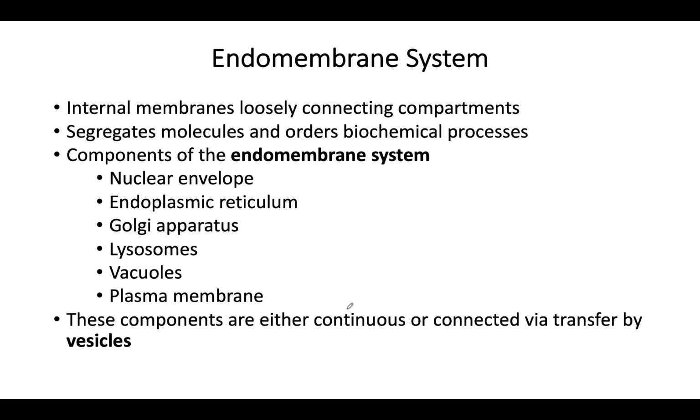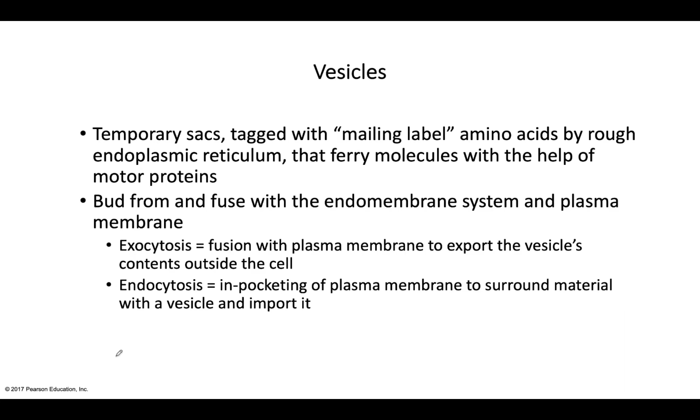These components are either continuous or connected via transfer by vesicles. Okay, let's look at the figure. A vesicle is a small, tiny sac, tagged with a mailing label of amino acids by the rough endoplasmic reticulum, that carries molecules with the help of motor protein. It buds from and fuses with the endomembrane system and plasma membrane. And this vesicle participates in exocytosis and endocytosis.